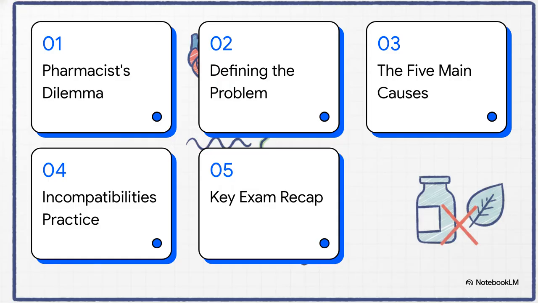All right, so here's our game plan. We'll start by setting the scene with a common pharmacist dilemma. Then, we'll nail down exactly what this problem is. After that, we'll break down the 5 main reasons it happens, look at some real-world examples you'll definitely see again, and wrap it all up with a quick recap of the key points for your exams.